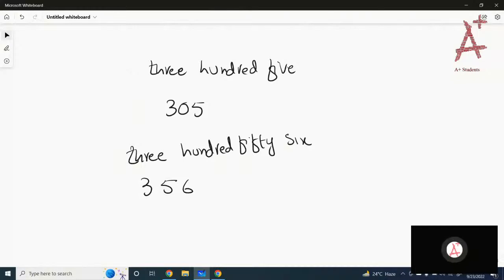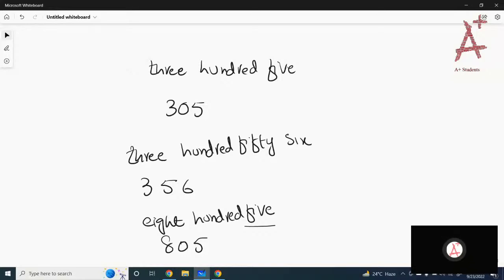Okay, the next one is how do you write this number using digits? The number is 805. So the digit that is at the hundreds place is 8. You don't have any digit at the tens place, so it is 0. And the digit that is at the ones place is 5, so it is 805. Got it?